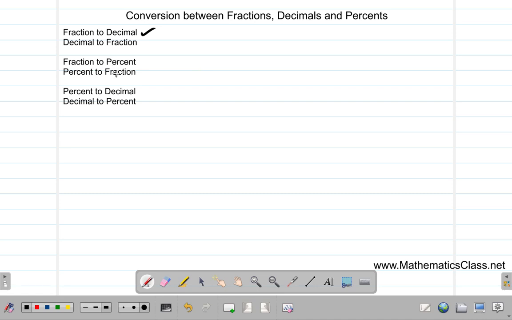So anyway, the fraction to decimal. How that go? But anyway, fraction to decimal. Suppose you want to convert half to decimal, right? What you can do? I use long division.